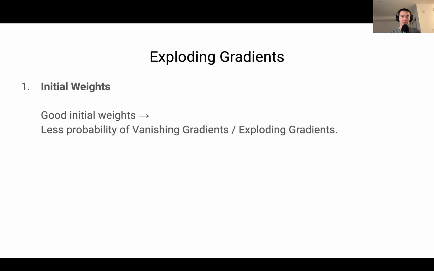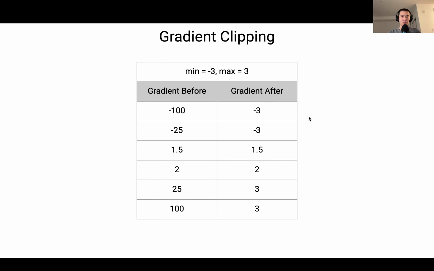As for exploding gradients, again, you can fiddle around with initial weights. Good initial weights have less probability of both vanishing gradients and exploding gradients. Another solution is gradient clipping, which I find pretty intuitive. So for example, we could say we have a min of -3 and a max of 3. Gradients that are smaller than -3 will get set to -3. Gradients that are already in between -3 and 3 will stay the same, like 1.5 and 2. And gradients that are bigger than 3, such as 25 and 100, get set to 3.